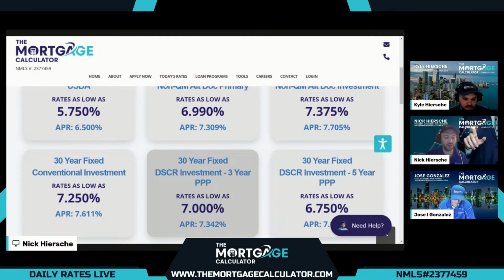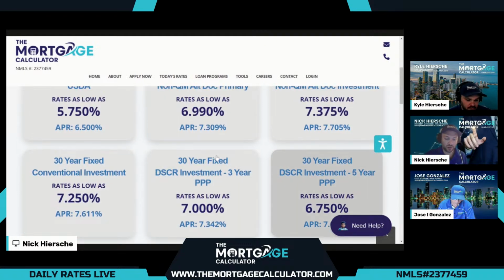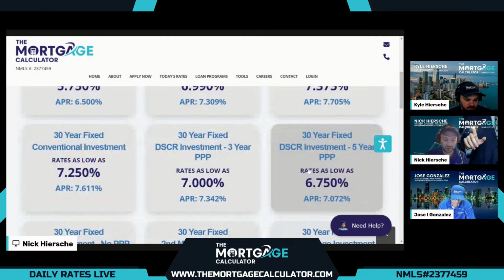So first up is our 3-year prepayment penalty option for the DSCR. Rates come in at 7%. Final APR 7.342. Notice this beats conventional. Absolutely amazing. And we can sweeten the deal even more. Some of our programs do allow a 5-year prepayment penalty. Rates come in at 6.75. Final APR 7.072, which again beats conventional by a long shot.